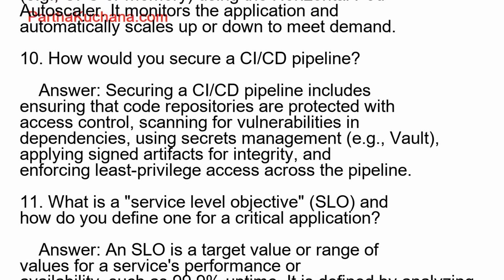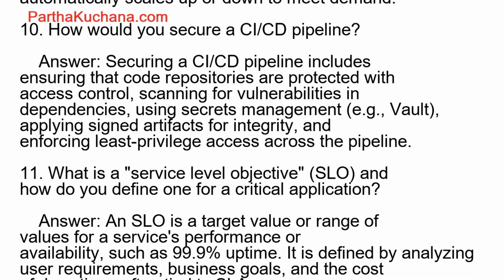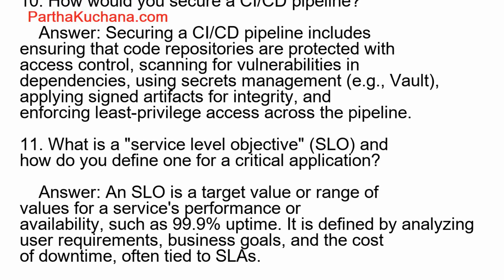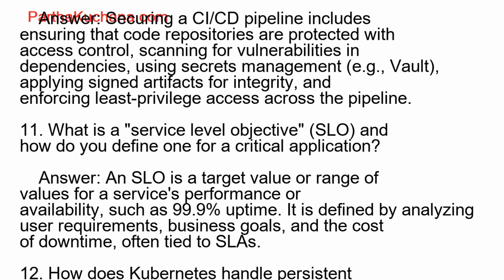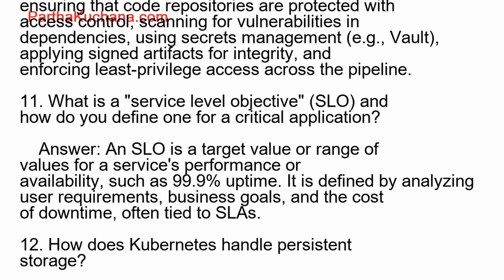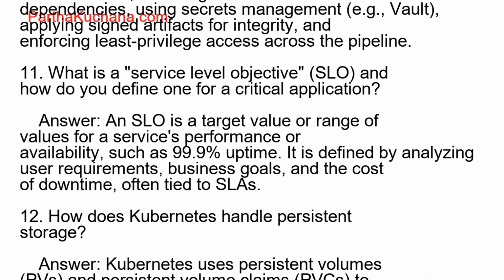12. How does Kubernetes handle persistent storage? Answer. Kubernetes uses persistent volumes, PVs, and persistent volume claims, PVCs, to abstract storage from containers. Storage classes define the types of storage, e.g., AWS EBS, Google Persistent Disk, allowing dynamic provisioning.